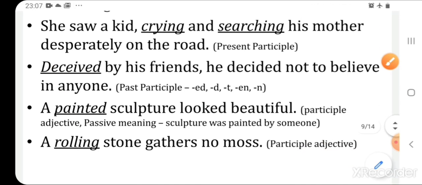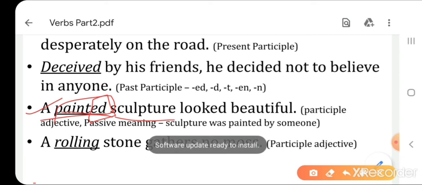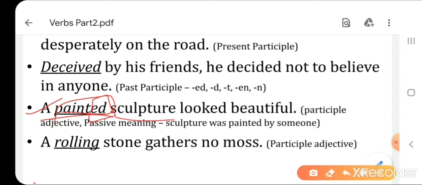Now, the next one is, a painted sculpture looked beautiful. A painted sculpture. Sculpture is a noun, and before that, painted is used, which is an adjective, but it is a participle adjective. Why? Because ed is used and it is used before a noun. And basically, when there is such a past participle adjective, it is done by someone. That means it has a passive meaning. A painted sculpture means someone else painted the sculpture, so that is passive voice.